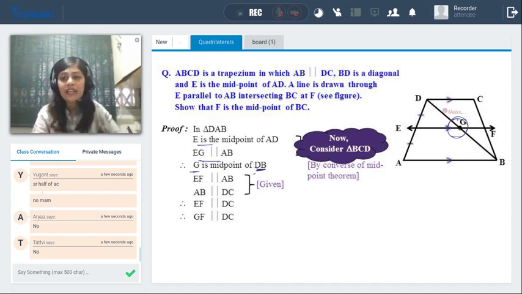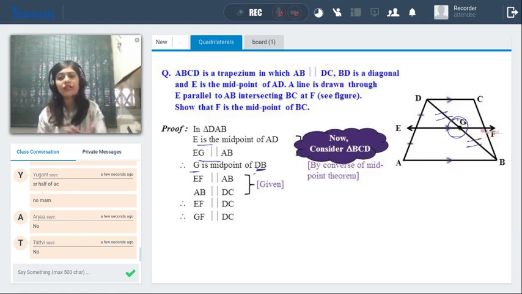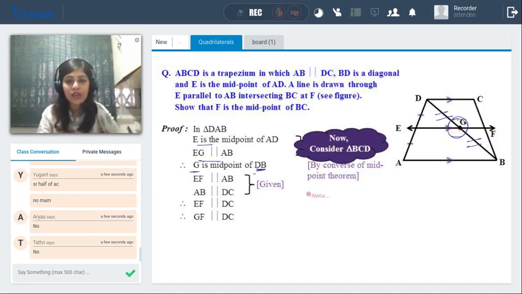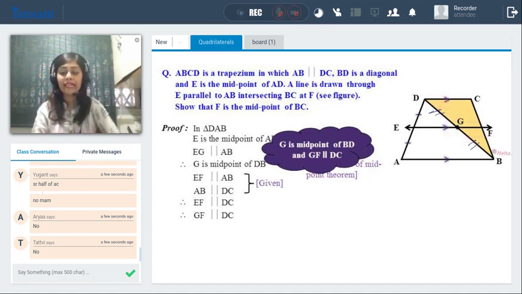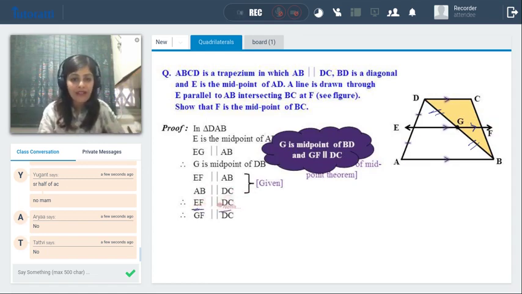In the same way, students, since G is the midpoint of BD, I'm going to mark DG and BG equal. Now look at triangle BCD. In the same way, can I prove that F is the midpoint of BC? Let's try to do it. In triangle BCD, let's see what we have. DG is congruent to BG. That means G is the midpoint of BD. What else do we have? Can I say GF is parallel to DC? Yes, obviously. We know that EF is parallel to DC, and GF is a part of EF.